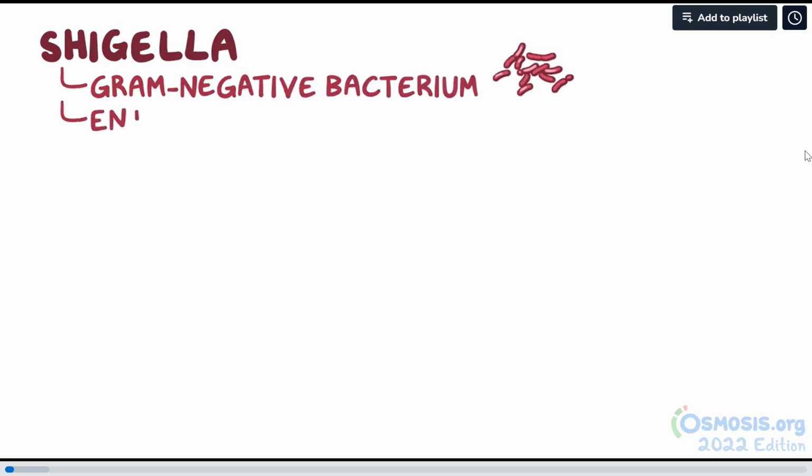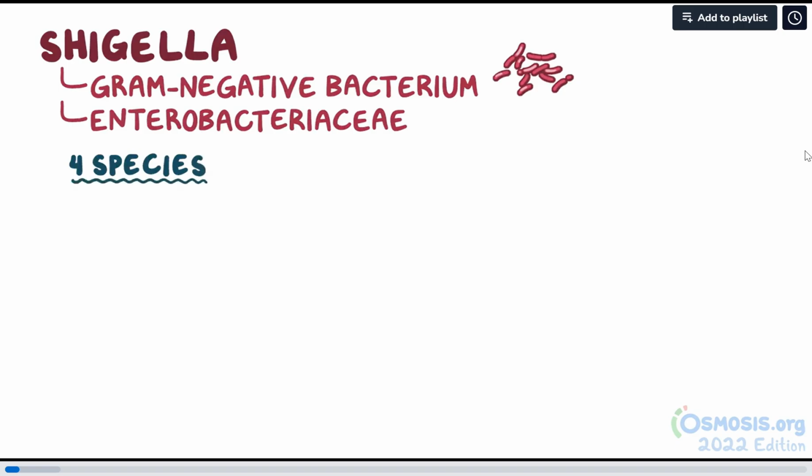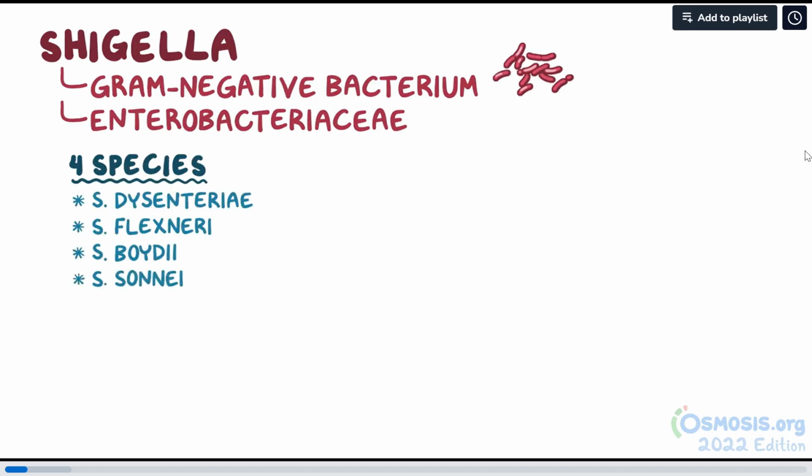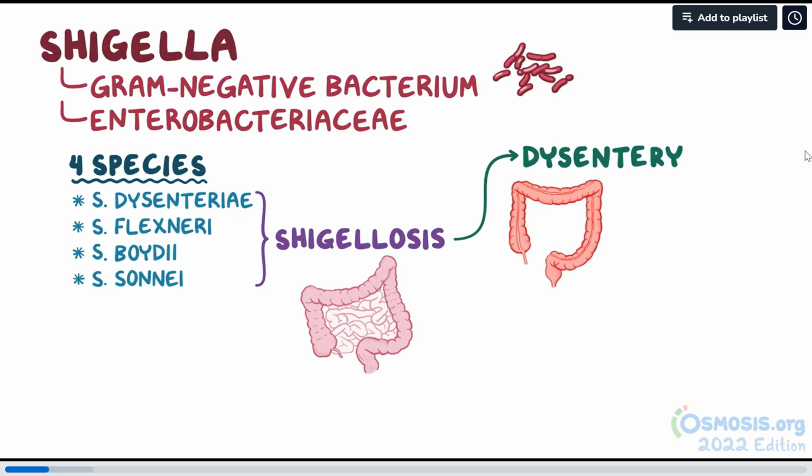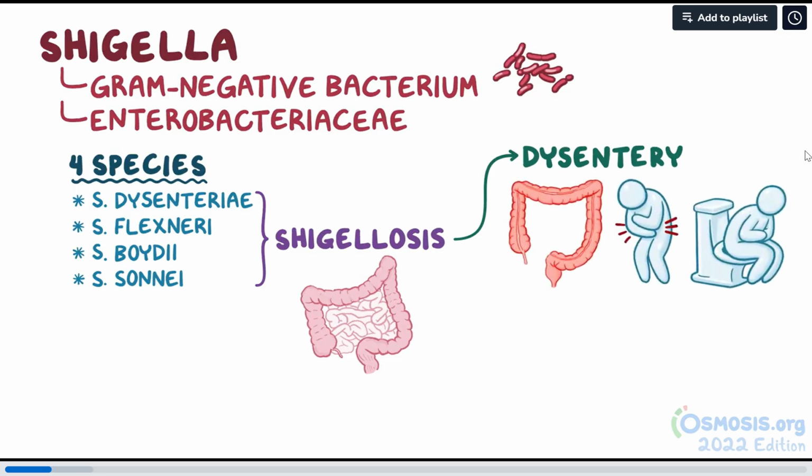Shigella is a bacterium that belongs to the Enterobacteriaceae family. There are 4 species of Shigella: Shigella dysenteriae, Shigella flexneri, Shigella boydii, and Shigella sonnei, and each has its own serotypes. In humans, these species can all cause shigellosis, which is a contagious infection of the intestines, particularly the colon. And shigellosis can progress to dysentery, which is when the infection causes inflammation of the colon, resulting in severe abdominal pain and diarrhea.